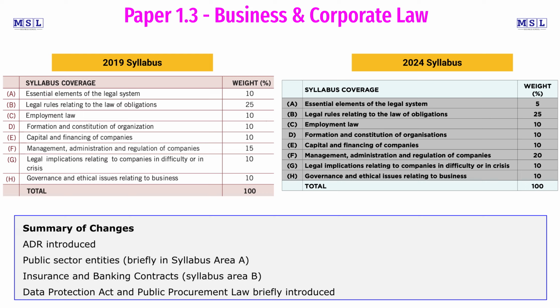Syllabus area B used to talk about contract law, sale of goods law, hire purchase law, right? And a few others, right? Now we've seen insurance and banking contracts have also been introduced. So you need to understand some insurance law and some banking law as well, right? That makes the syllabus slightly bigger than it currently is. Then the Data Protection Act and the public procurement law is mentioned. Once again, public procurement is public sector, right? So they found a way to inject some public sector, even in the business and corporate law paper.